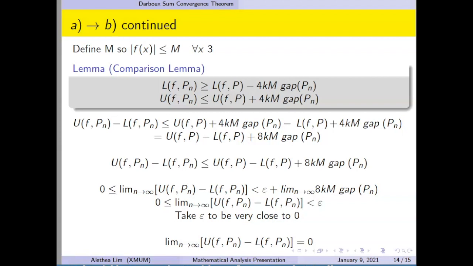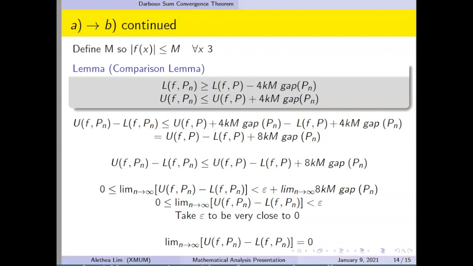that U of Pn minus L of Pn is less than or equal to U of P minus L of P plus 8km gap Pn. By the lemma on the previous slide, we know that since f is an integrable function, U of P minus L of P is less than epsilon for a chosen epsilon. So taking the limit as n goes to infinity, we know that the limit as n goes to infinity of U of Pn minus L of Pn is between 0 and epsilon plus the limit as n goes to infinity of 8km gap Pn. But the limit as n goes to infinity of gap Pn means that the partition points increase to infinity, and hence the intervals go to 0.